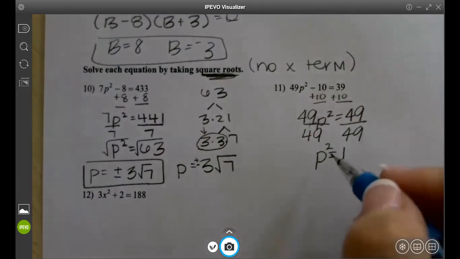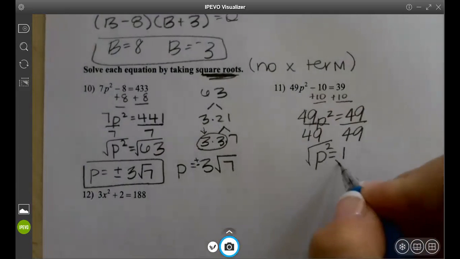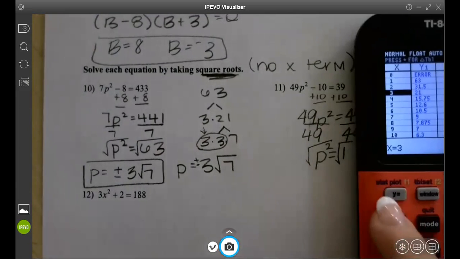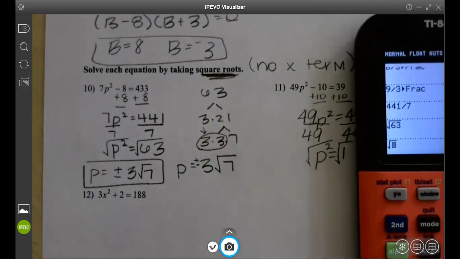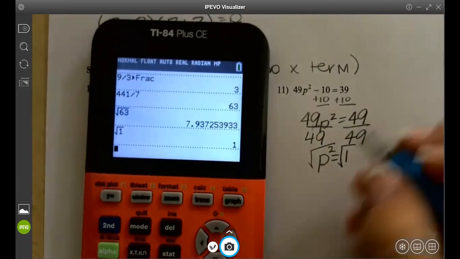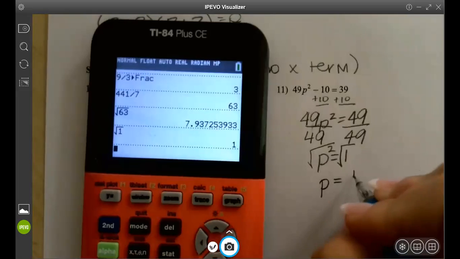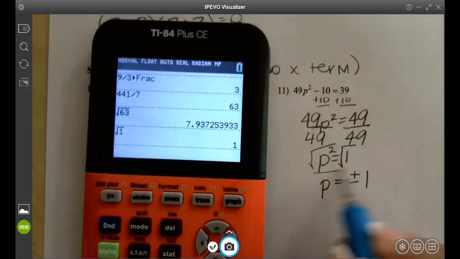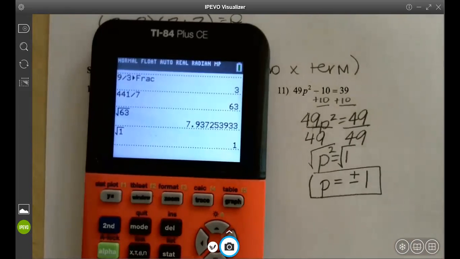How do I get rid of the little square? I take the square root. I always want to try it on my calculator first to see if it works. And this one does, but I need to remember there's always two answers. So positive, negative, 1.